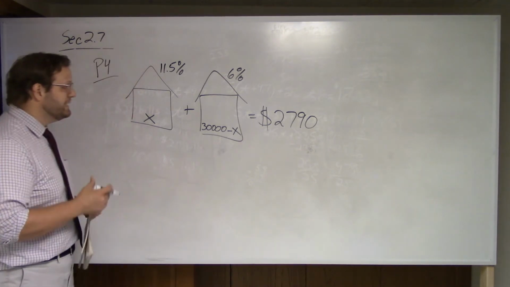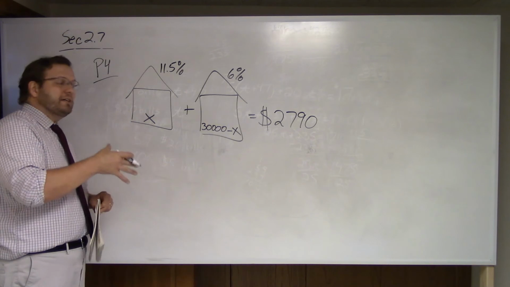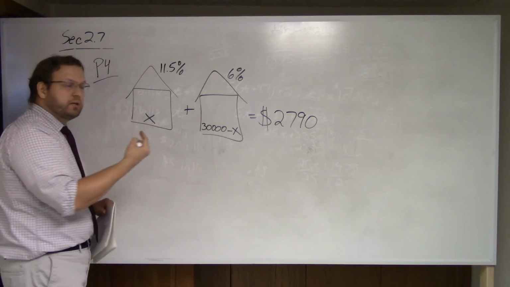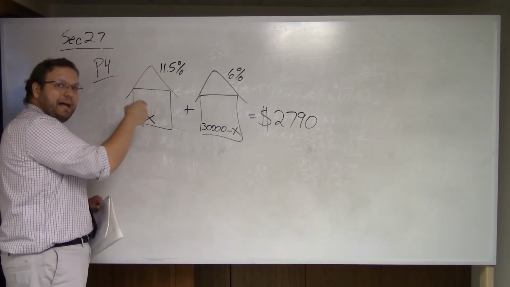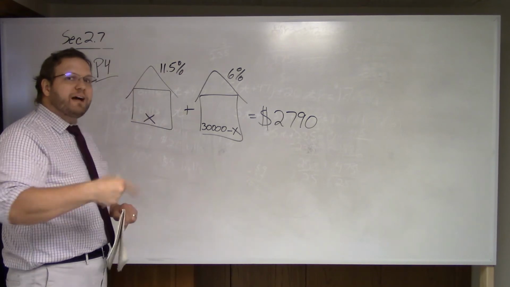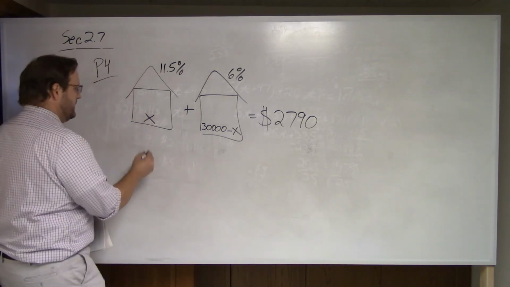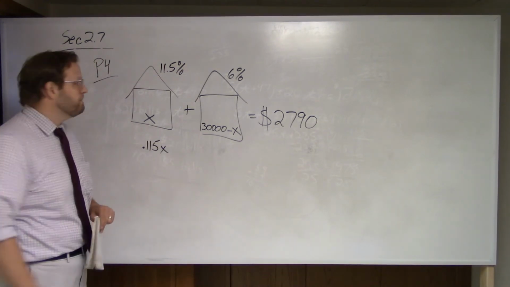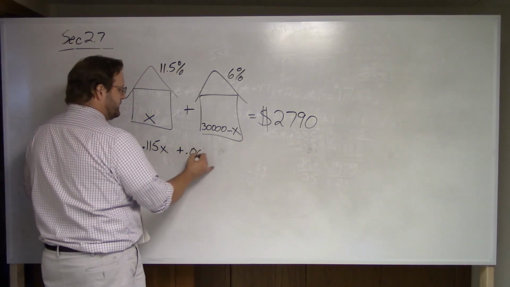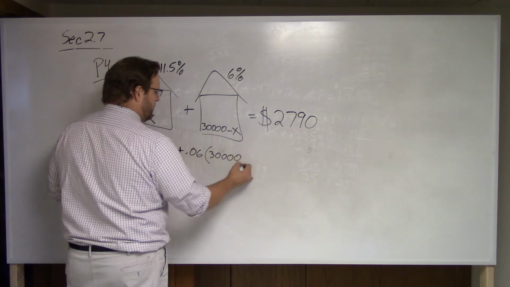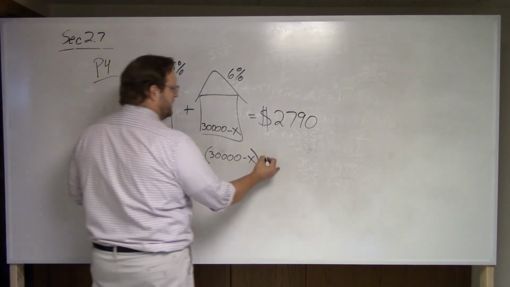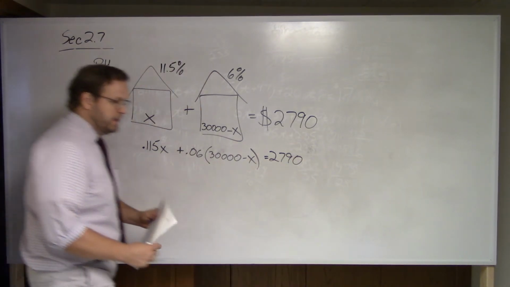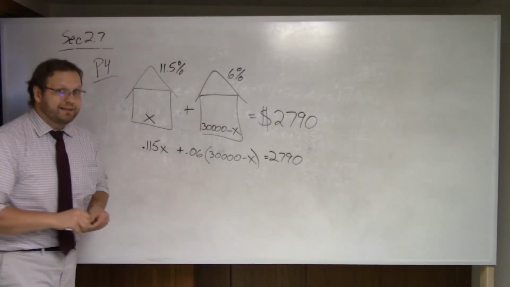Okay? Now, this is going to model itself off of those mixture problems in the sense that we are going to, again, multiply this because we want to know how much cash she's making on this investment. If she's making 11.5% of her investment, it's 0.115 times the amount, so 0.115x, plus 0.06 times 30,000 minus x, and then equals 2,790.